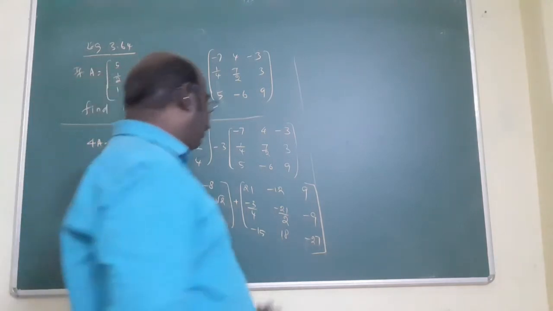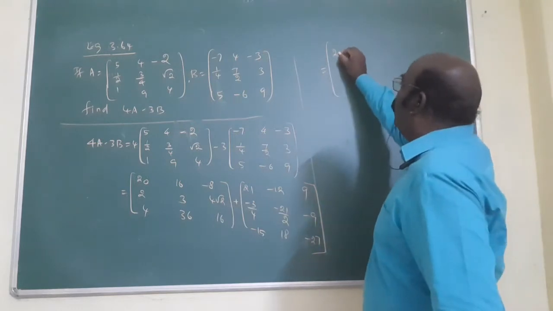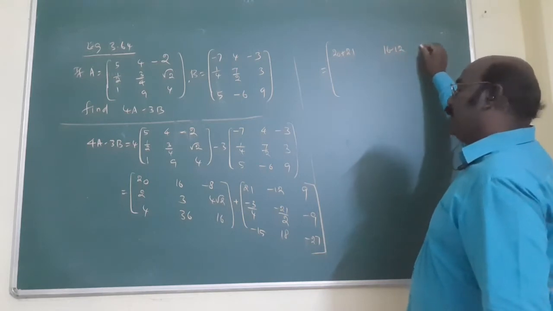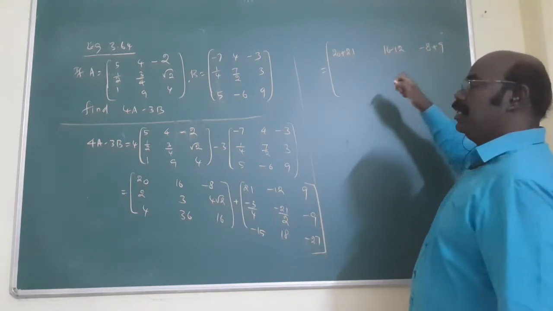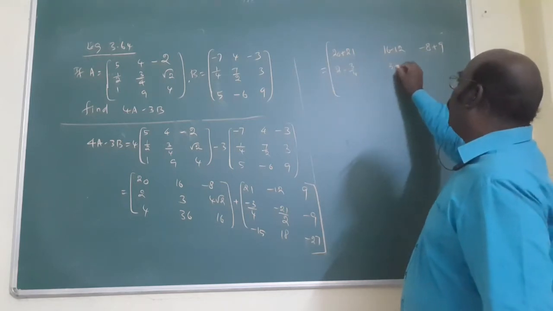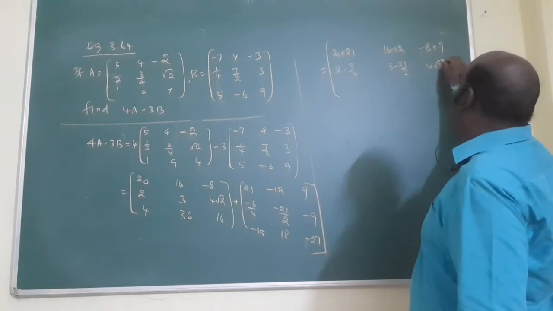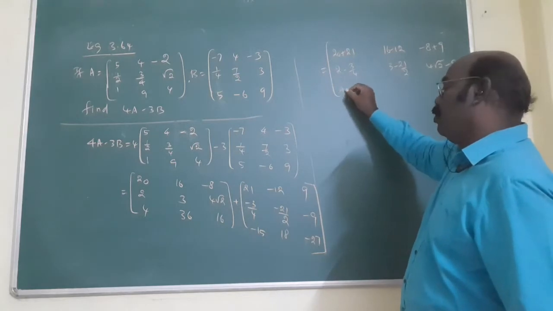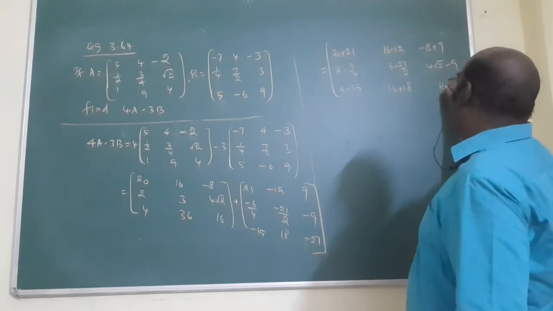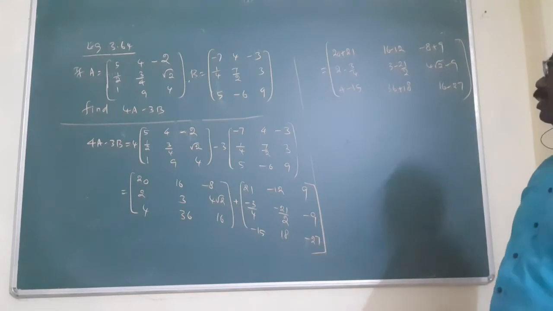Now, adding the corresponding elements, we get the answer. The first one is 20 plus 21. Next, 16 minus 12. Last, minus 8 plus 9. Next, 2 minus 3 by 4. Next, 3 minus 21 by 2. Next, 4 root 2 minus 9. Last row, 4 minus 15, 36 plus 18. Next, 60 minus 44. Now simplify, that is the answer.